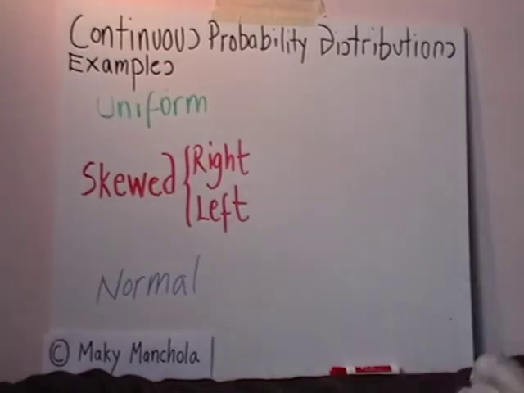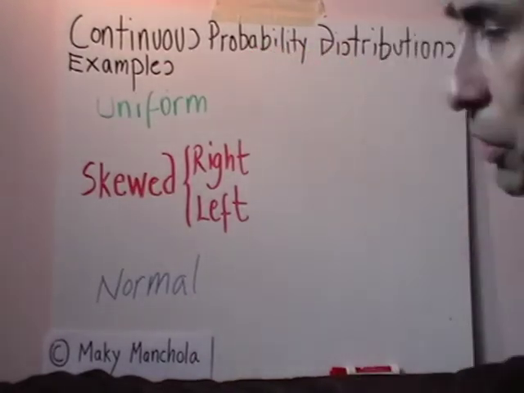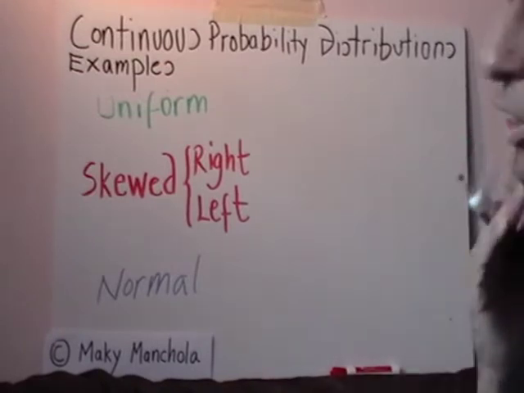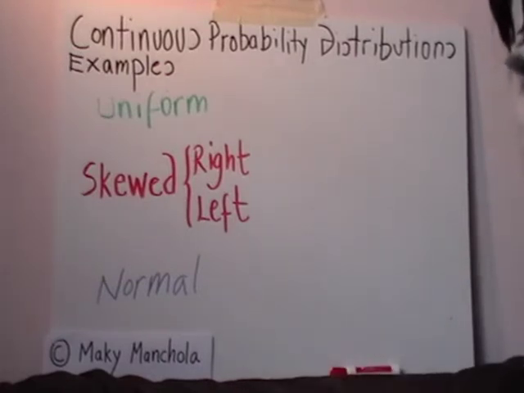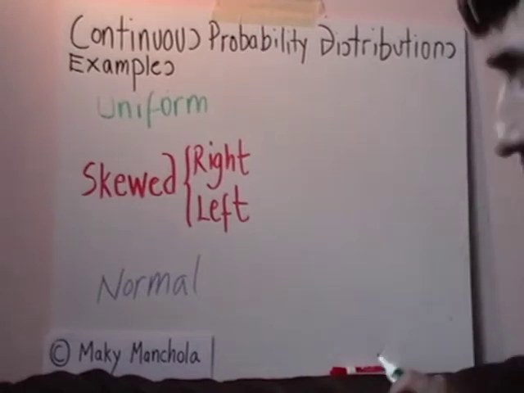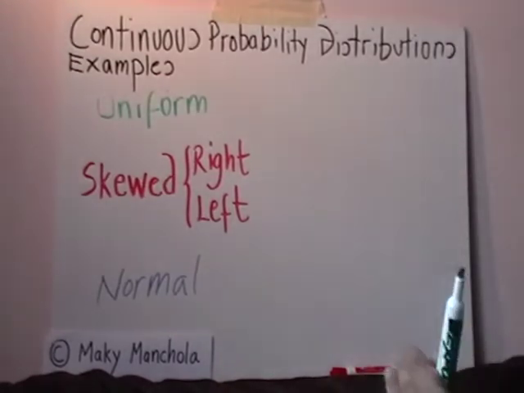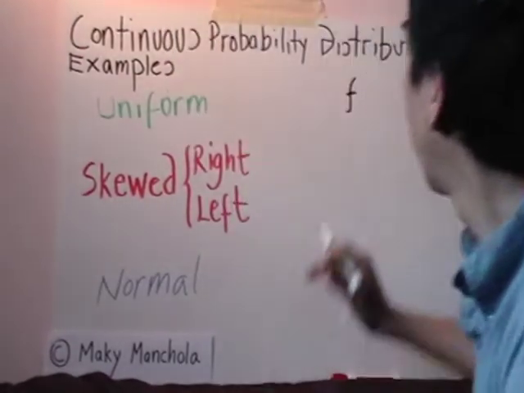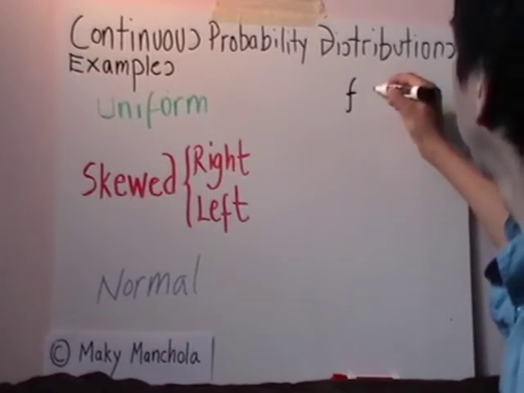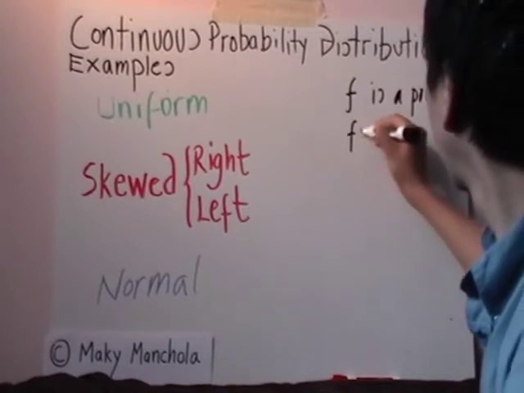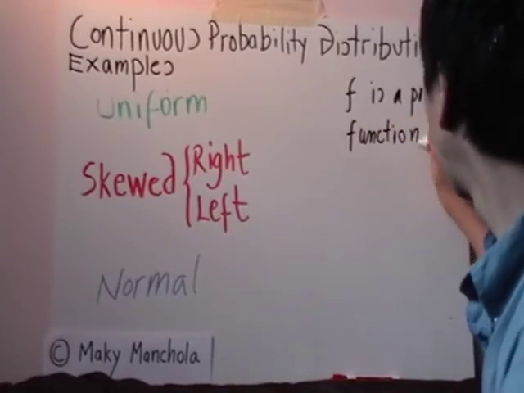So let's proceed. When we talk about continuous probability distributions, our random variable happens to be a continuous random variable. In order to construct pictures of these histograms, probability distribution histograms, we have to talk about these probability functions. So let me quickly say that f is a probability function. If you have a function f, it will be a probability function if two conditions are satisfied.